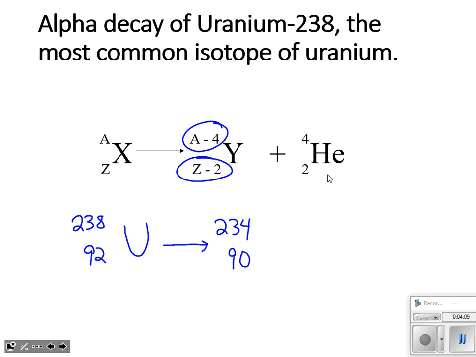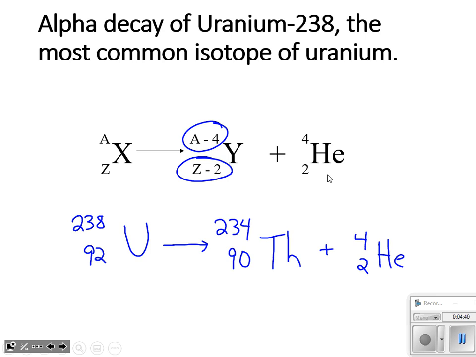What is element number 90? It is thorium. And then I simply add on to that my alpha particle. And ladies and gentlemen, I have done the equation for the alpha decay of uranium-238. Now, very tough if you don't know the equation.